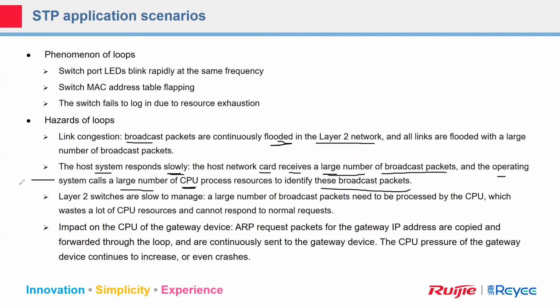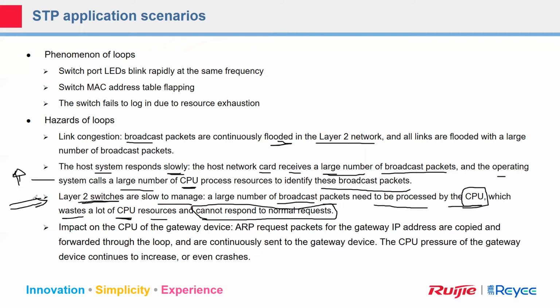So you are consuming the CPU of your host as well. Layer 2 switches are slow to manage. A large number of broadcast packets need to be processed by the central processing unit of the switch, which wastes a lot of CPU resources and cannot respond to normal requests. So actually the switch is busy exploring what's going on in those loops. This is one of the familiar hazards. If the switch stops responding, it might be a loop.